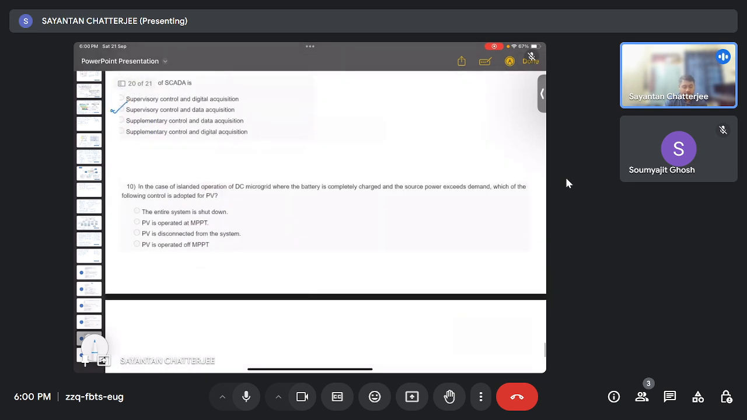And then the last one: in the case of islanded operation of the DC microgrid where the battery is completely charged and the source power exceeds the demand, which of the following controls is adopted for PV? PV should be operated off MPPT. That's the only way out.